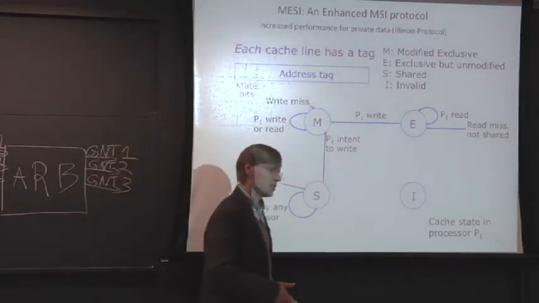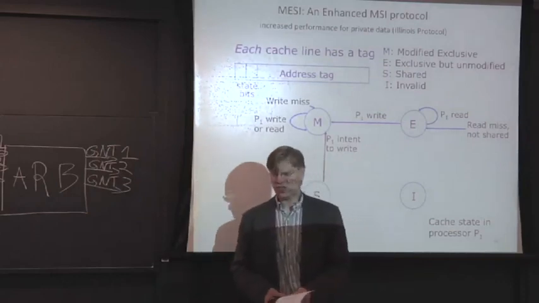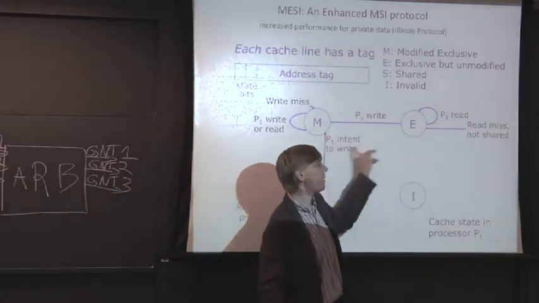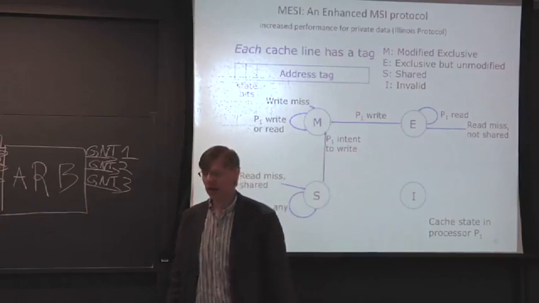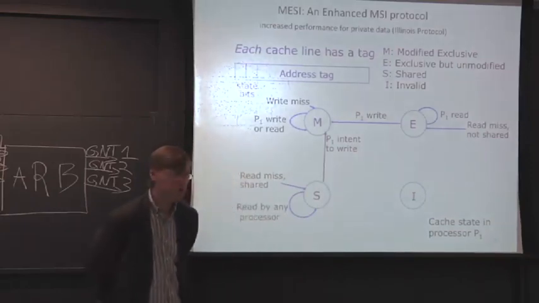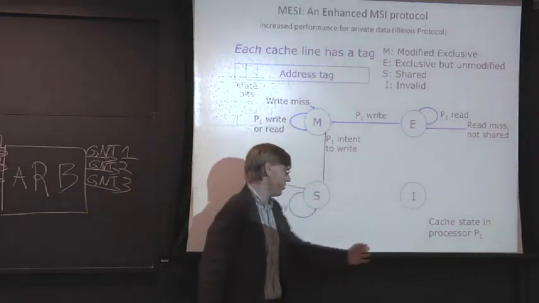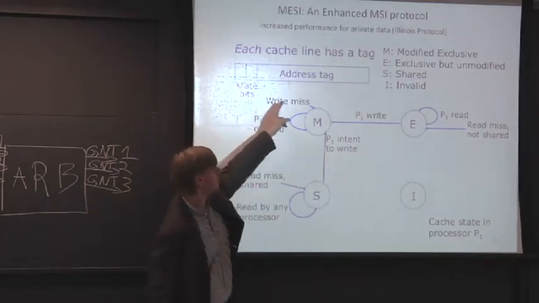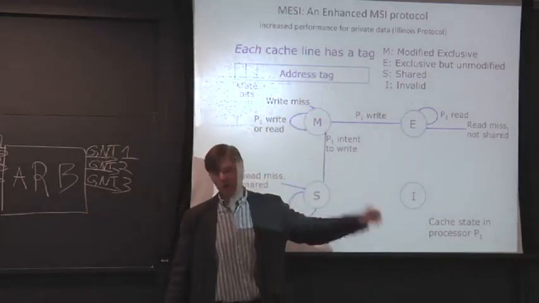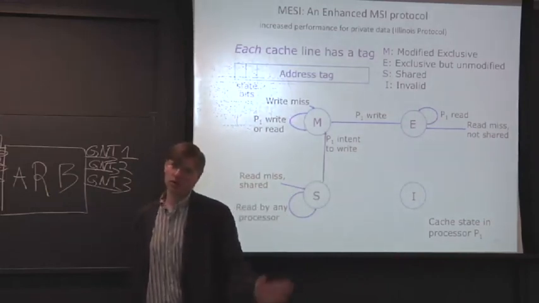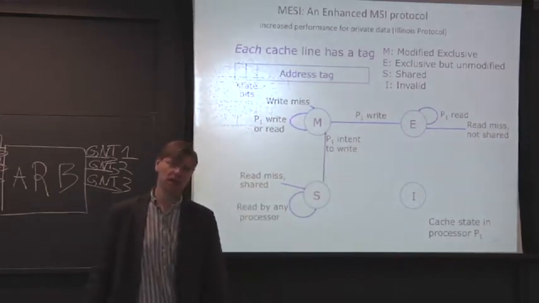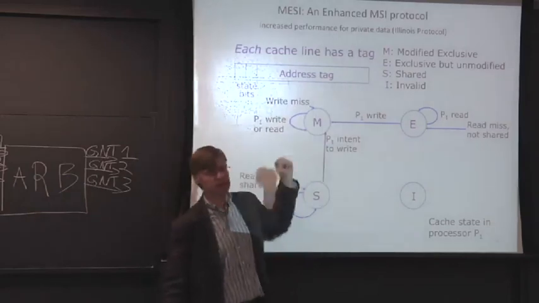OK, let's fill in the rest of the arcs here. The rest of the arcs look somewhat similar, except when we come out of the exclusive state. And you'll see why. The write miss case from invalid looks the same as MSI. You take a write miss here. You're going to broadcast your intent to write, wait for everyone to write back all their data and invalidate, and then you enter into the modified state.